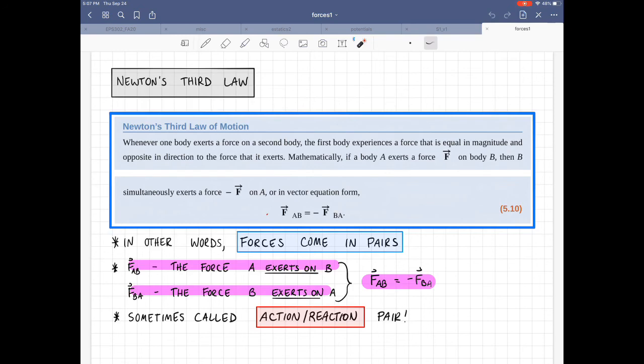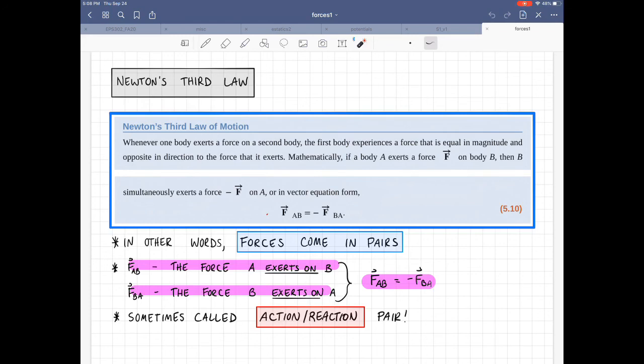The idea here is that forces come in pairs, and so if I push on this block to the right with some amount of force, the block pushes on me with the exact same amount of force, but in the other direction. And so symbolically, we would represent that as the force of A pushing on B, for example. The force of A on B is equal to the same magnitude but opposite direction, the force of B on A.